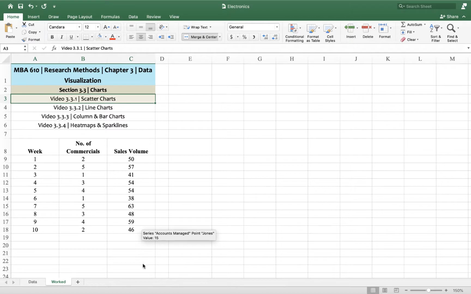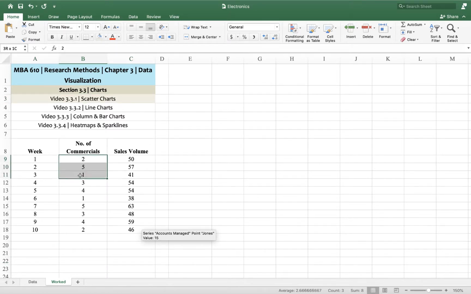And in this case, the data that we have is showing how the number of commercials that were shown impacts the sales volume. And from a marketing perspective, we might be interested to know whether or not showing more commercials will result in higher sales. And so we're going to look at the sales as a function of the number of commercials because we think that more commercials might result in higher sales.